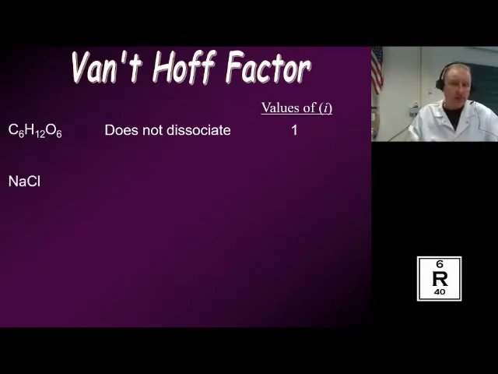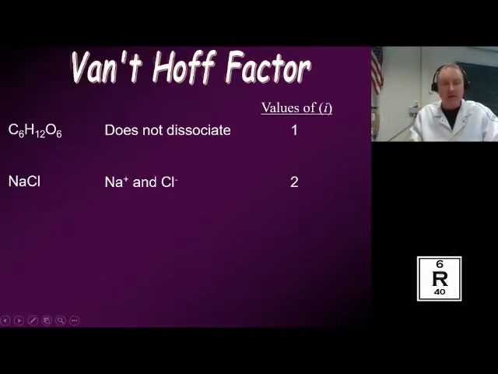Sodium chloride, if you recall, will dissociate in water because the sodium, which will be a cation, positively charged, will be surrounded by the partially negative oxygen side of water. And the chloride will have the hydrogen side of water associating with it because it's partially positive, and the chloride will be negative. So it will break into 2 pieces, and because it breaks into 2 pieces, it has a Van't Hoff factor of 2.